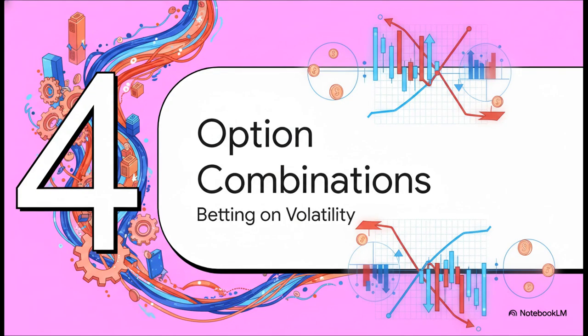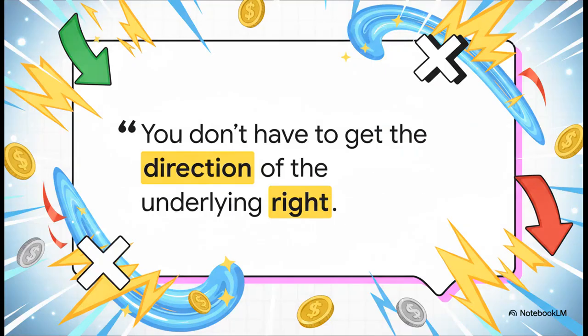All right, so now that we've got the basics down, these fundamental building blocks, let's start, well, building something with them. Let's see how we can combine them to create some more sophisticated trading strategies. Now, this is a really powerful idea. What if you don't have a clue if the stock will go up or down, but you have a really strong feeling that it's about to move a lot? Well, you can actually trade that idea. You can bet on volatility itself.